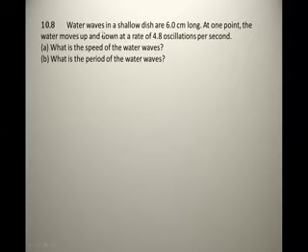Water waves in a shallow dish are 6 centimeters long. What is this? What to write in data? Yes, Suzanne. Wavelength. Wavelength is equal to 0.06 meter. If we are converting 6 centimeters, it means we are dividing it by 100. Then we have the final answer 0.06.